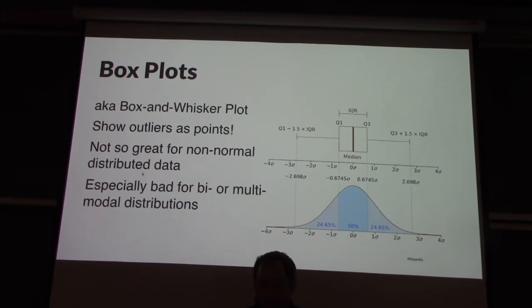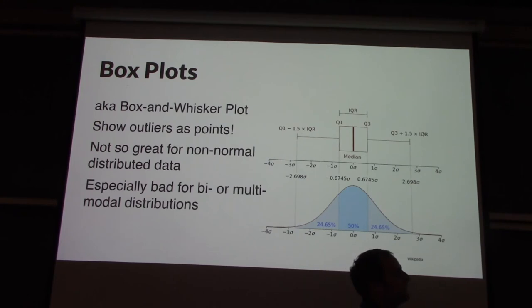A box plot is defined by the median, which is the center line, and then you have the interquartile range between quartile 1 and quartile 3 as the left edge and the right edge of the box in the middle. The whiskers represent quartile 1 minus 1.5 times the interquartile range, or quartile 3 plus 1.5 times the interquartile range.